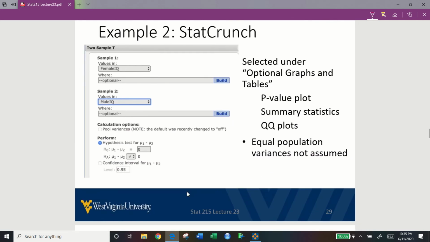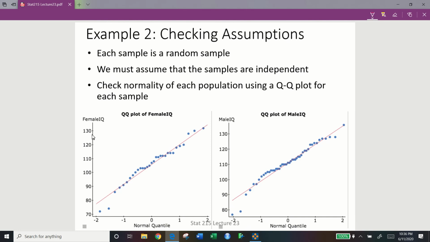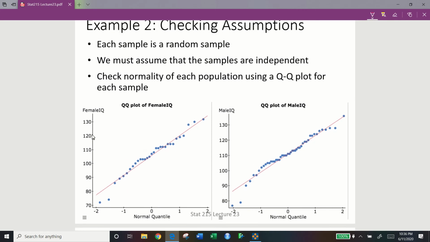Once we select the correct options and calculate the correct hypothesis test, we can select our optional graphs and tables, selecting our p-value plot, our summary statistics, and our QQ plot. Make sure you don't check pooled variances because we were told not to assume that. After we hit compute, we will be given our QQ plots that will give us the opportunity to examine and check our assumptions.